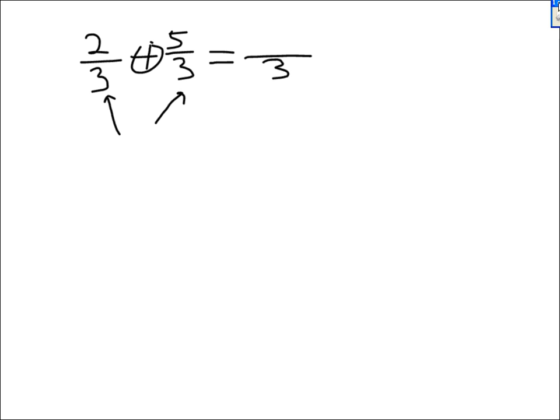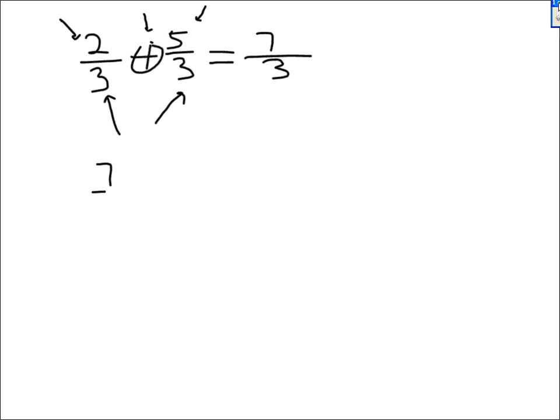Hello. In this section, we are going to talk about adding and subtracting fractions with like denominators. That is, the denominators will be the same. For example, if you have 2/3 and you want to add 5/3, since the denominator is the same in addition or subtraction, you keep the common denominator and you add the numerators. 2 plus 5 is 7. There's your answer, 7/3.